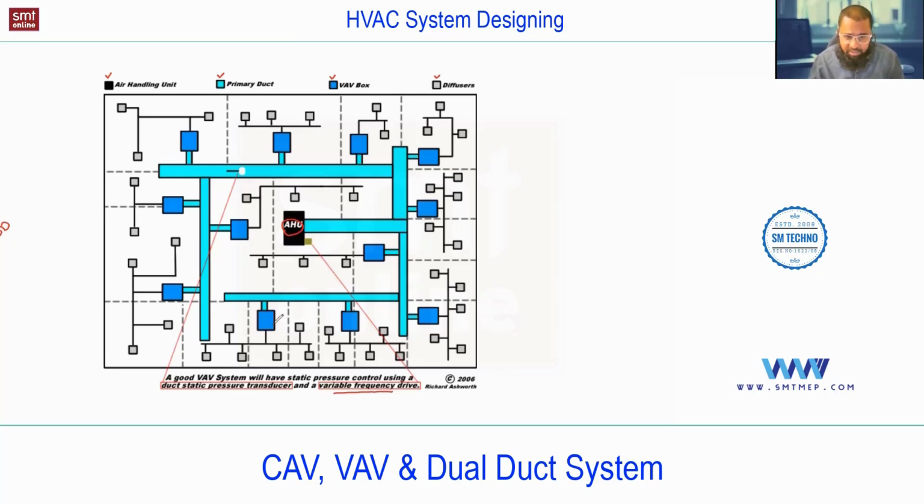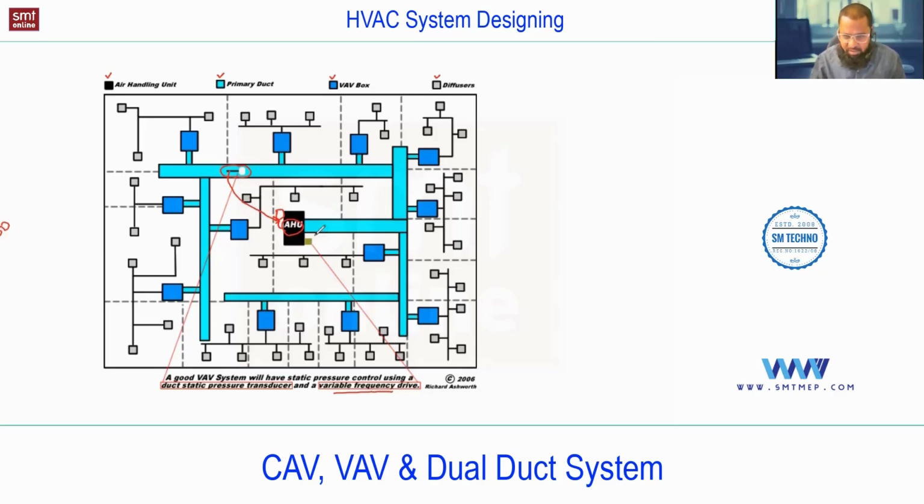The second difference is inside the duct, you'll find a static pressure transducer or duct static pressure transducer, nothing but a sensor which is used to measure the pressure inside the duct and continuously monitor the pressure. Here an example is given. You'll find it in different locations and it provides the information to this AHU or to the control system, so that the control system can operate the speed of the fan motor.